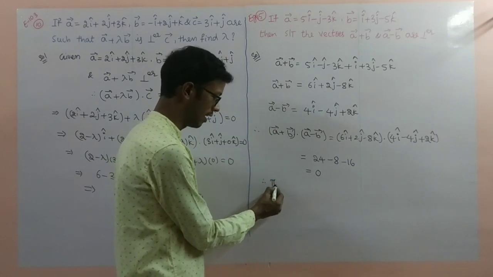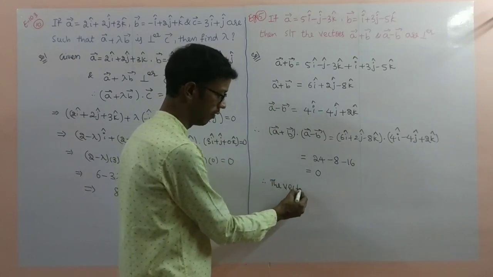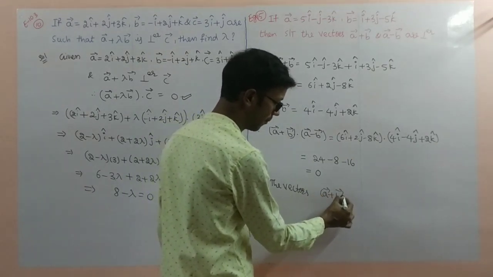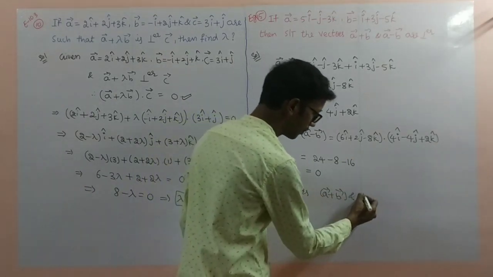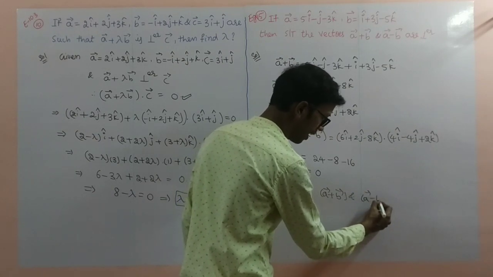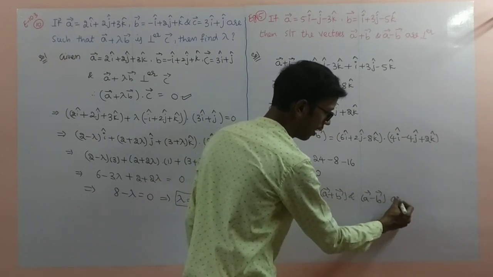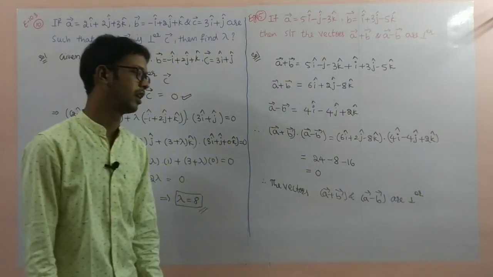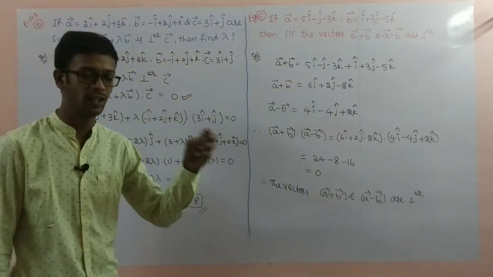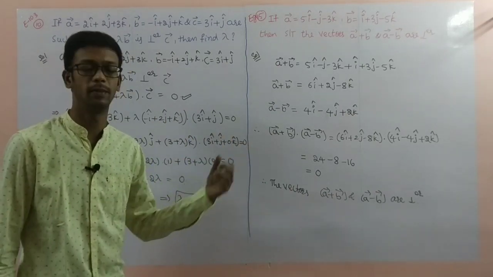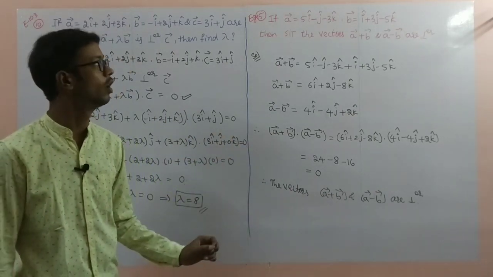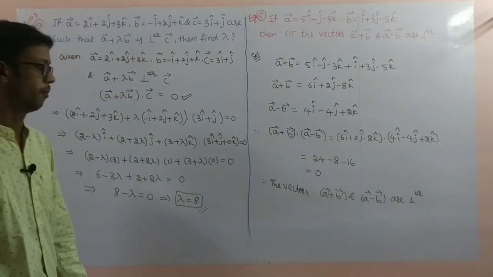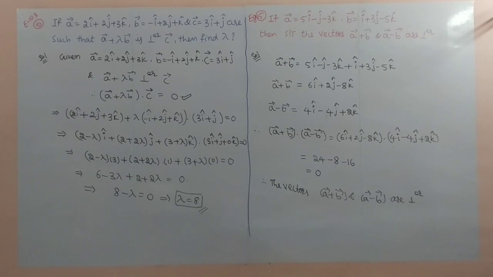Therefore, conclusion: the vectors a bar plus b bar and a bar minus b bar are perpendicular vectors. Perpendicular means their dot product should be equal to 0. That we have to show. Therefore, these two vectors are perpendicular. Pause the video to note it down.